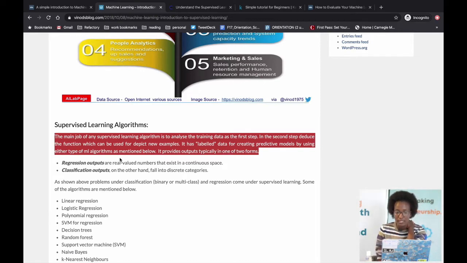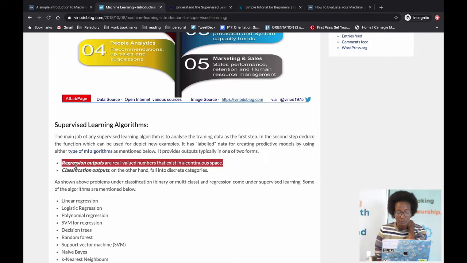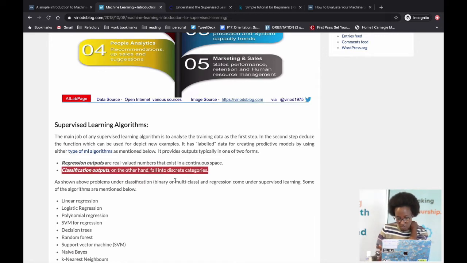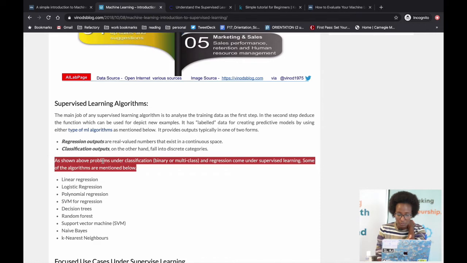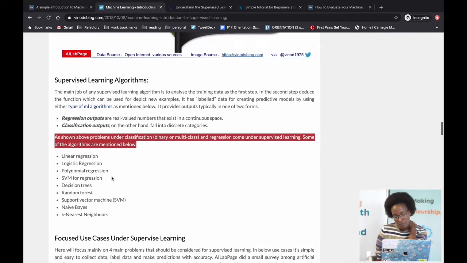It provides output typically in one of two forms. Again, this is just repeating what we've just been saying. If you want to predict something that is continuous or numerical, you use regression algorithms. If you want to predict something that is in discrete categories, you use the classification algorithm. As shown above, problems under classification can be binary, meaning two categories, or multi-class, meaning more than two. And regression comes under supervised learning. Some of these algorithms are mentioned below.